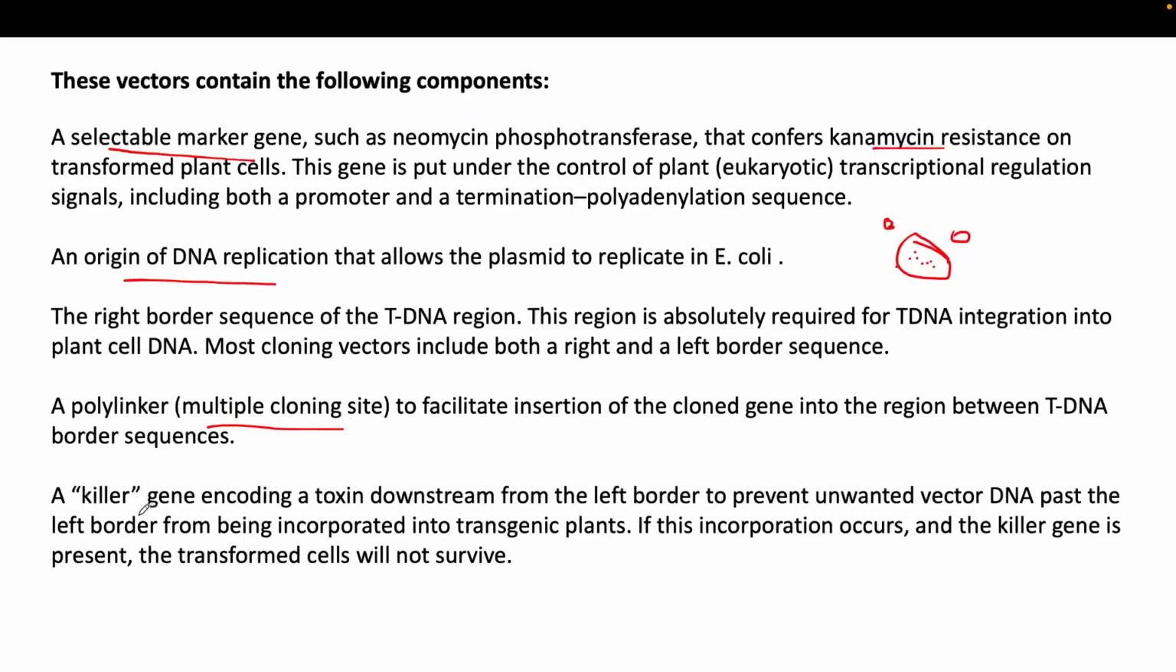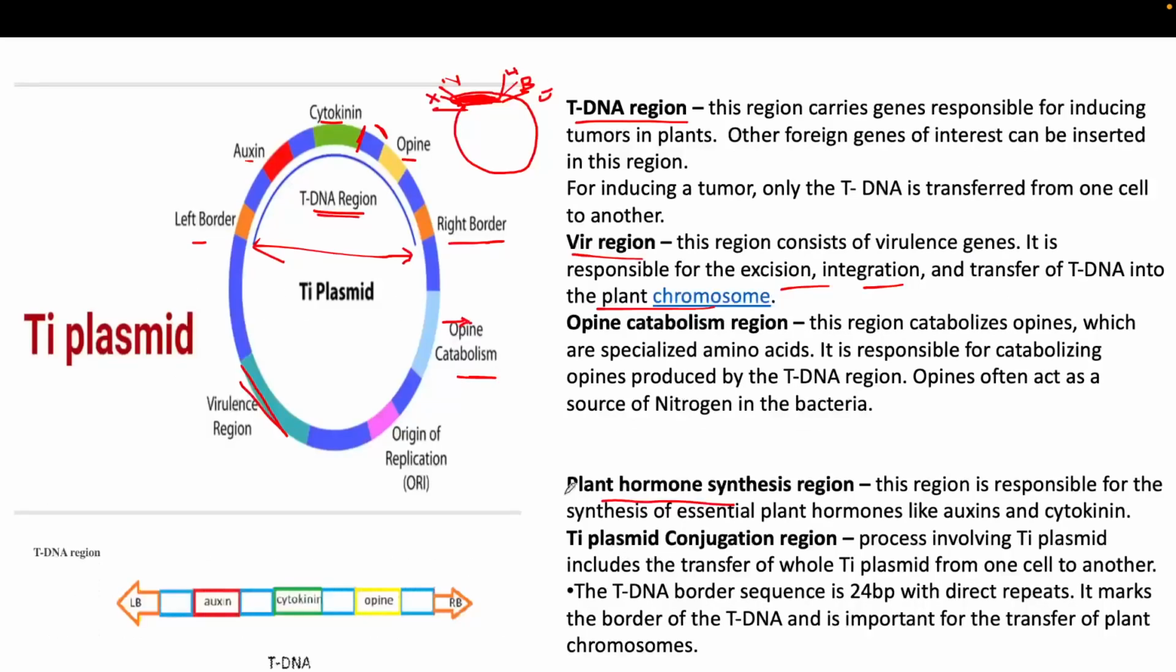And the next thing is the killer gene, or the encoding or toxic gene, downstream from the left border to prevent unwanted vector DNA past the left border from being incorporated into the transgenic plant. If this incorporation occurs and the killer gene is present, the transformed cell will not survive. So here also, after the left border sequence in the downstream part, there should be one killer gene.